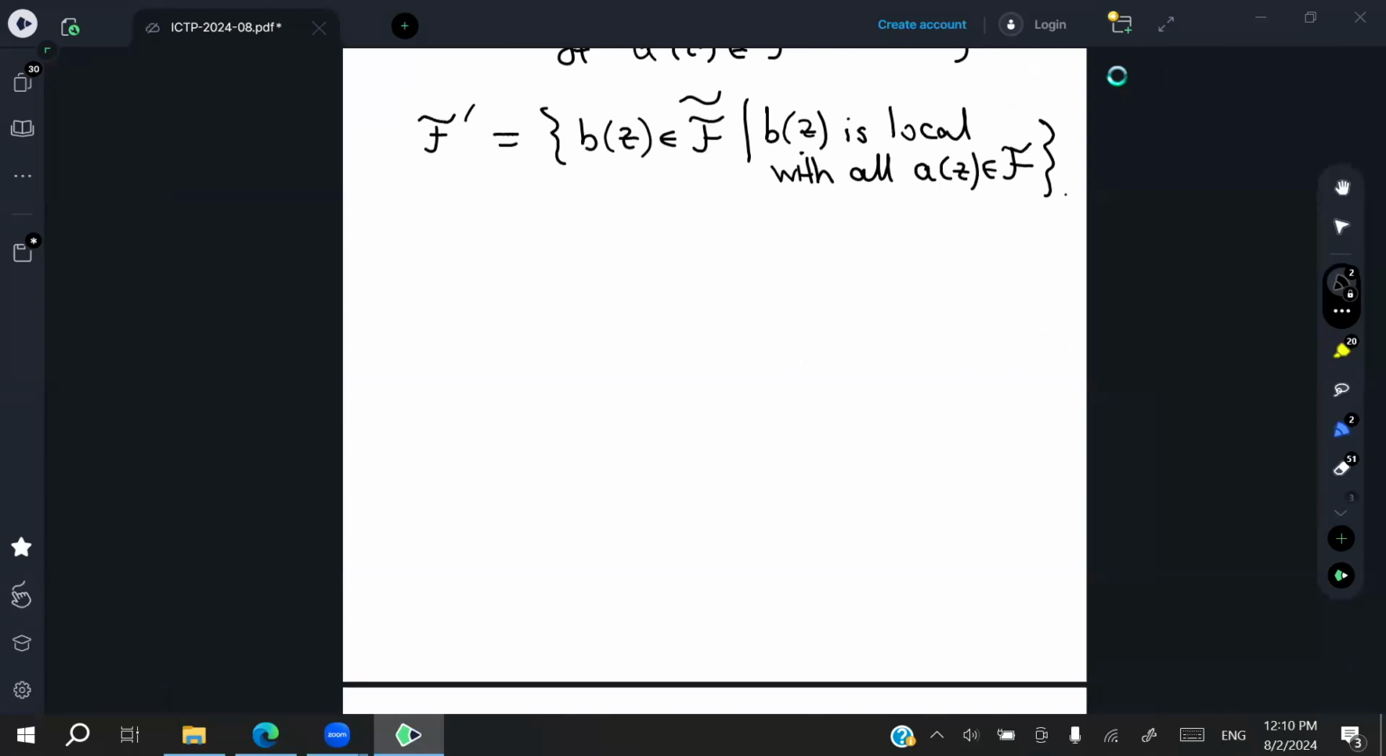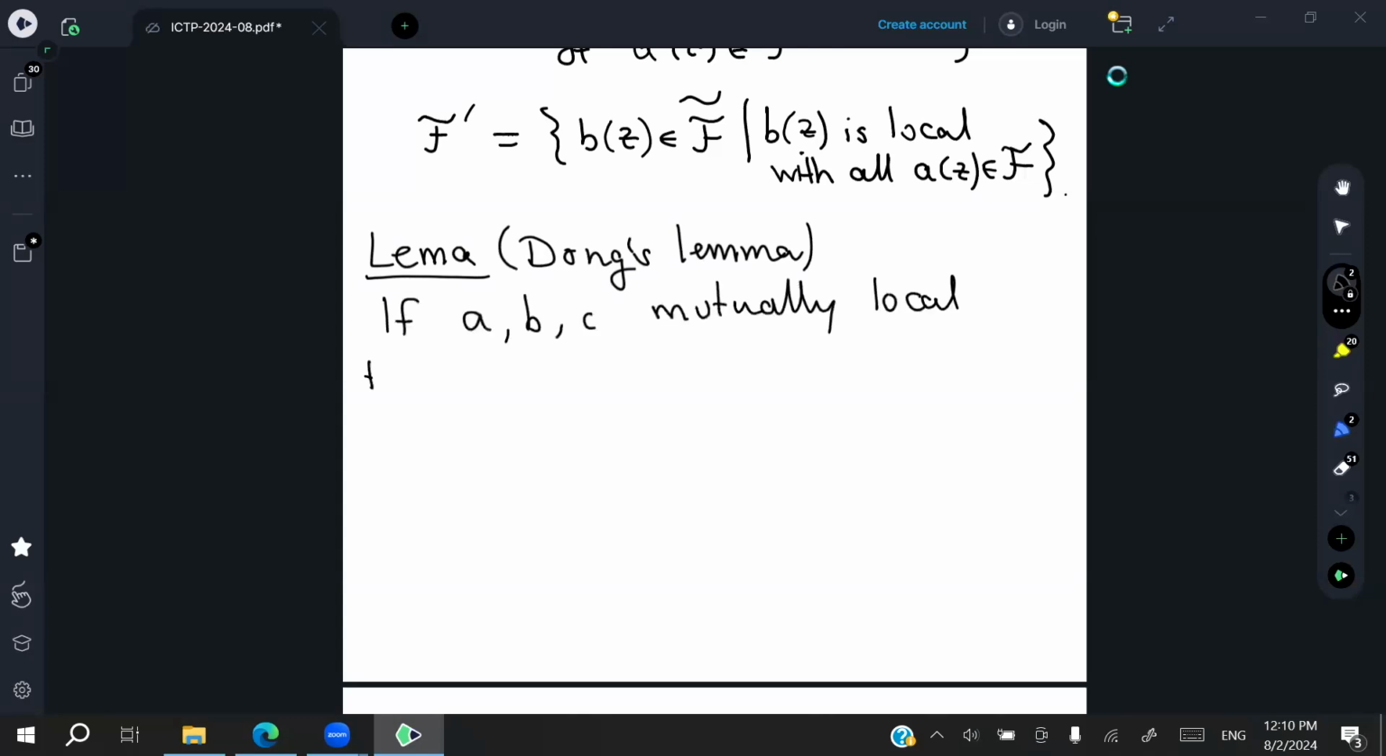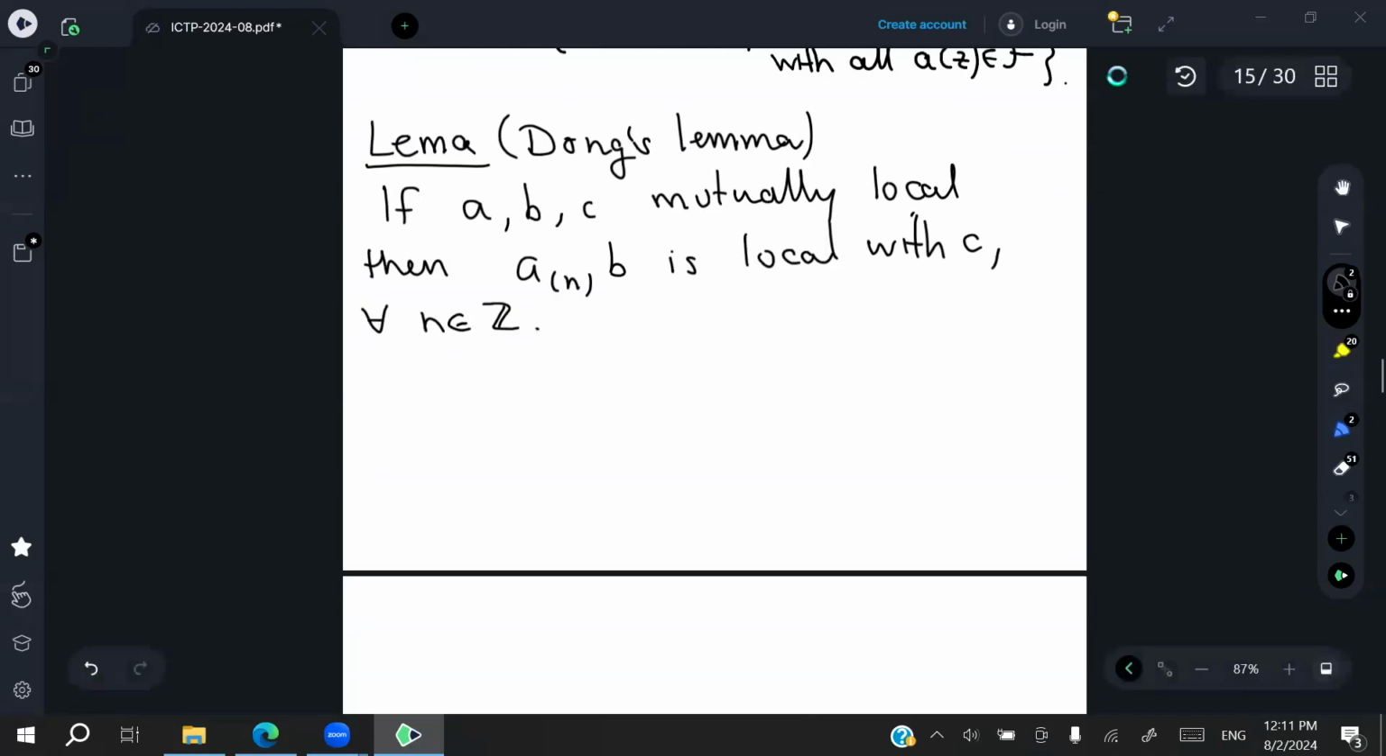Actually, we now have a lemma. This is called Dong's lemma, which says if A, B, C are mutually local, then A_n B is local with C for all n in Z, okay? So this is a simple calculation to prove this lemma. It's slightly complicated, but it's an elementary computation. But it's a very important fact. So if we have three mutually local fields, then the nth product of any pair of them is local with the other.